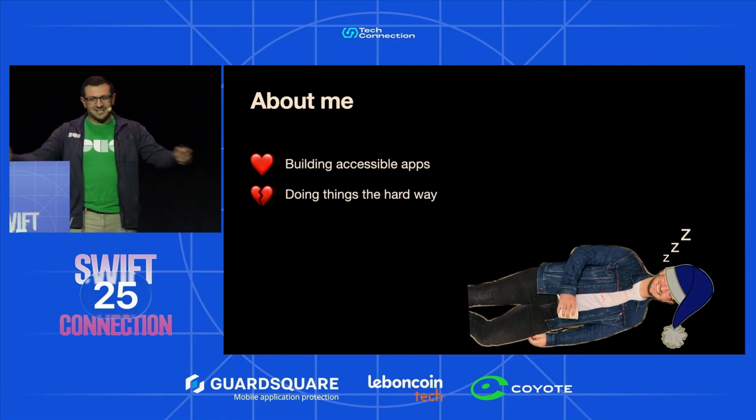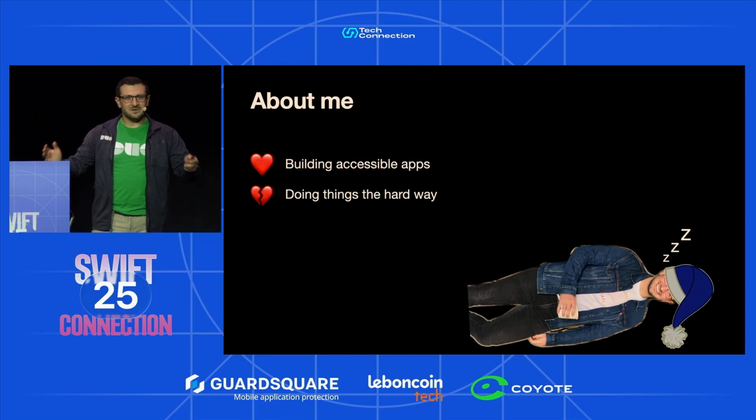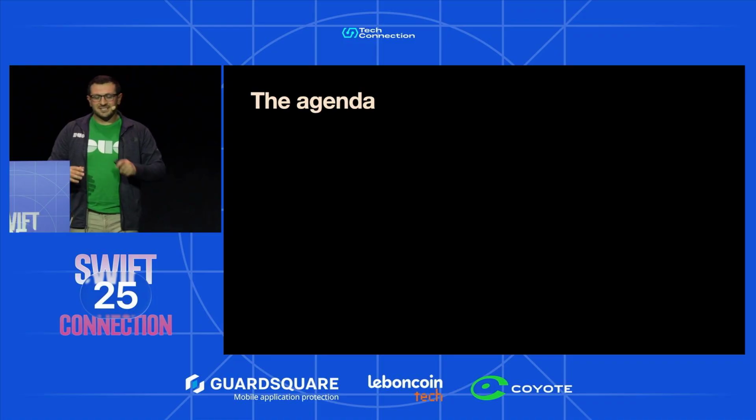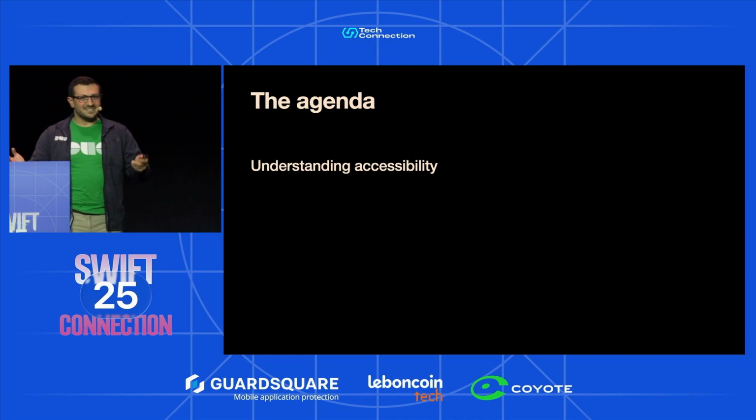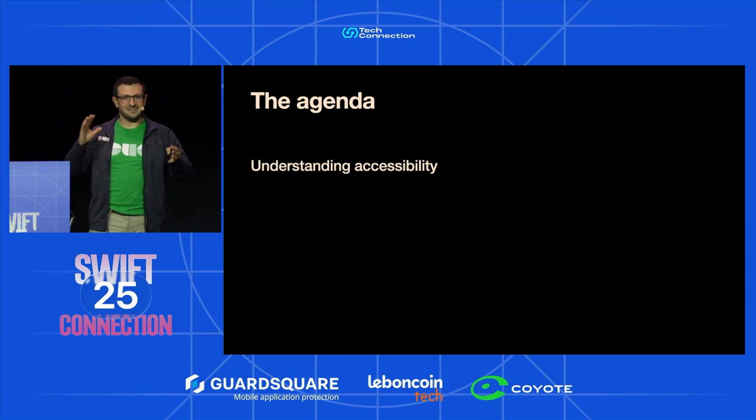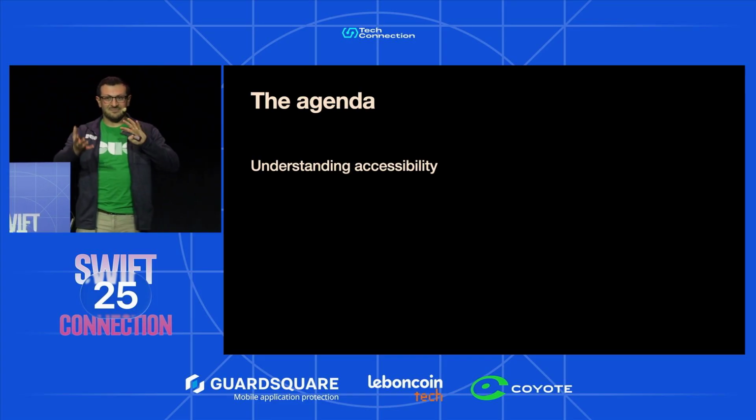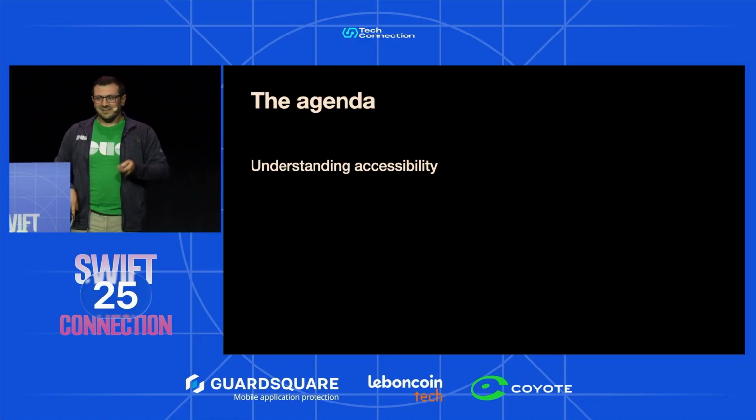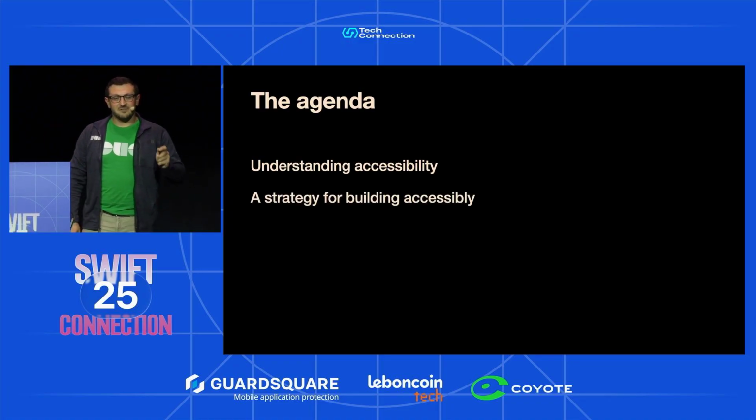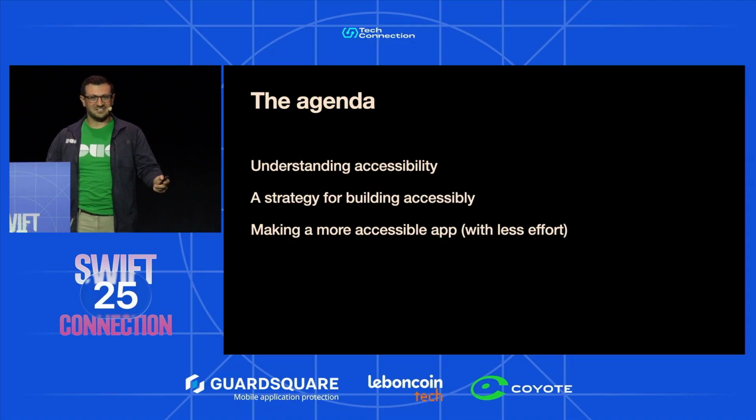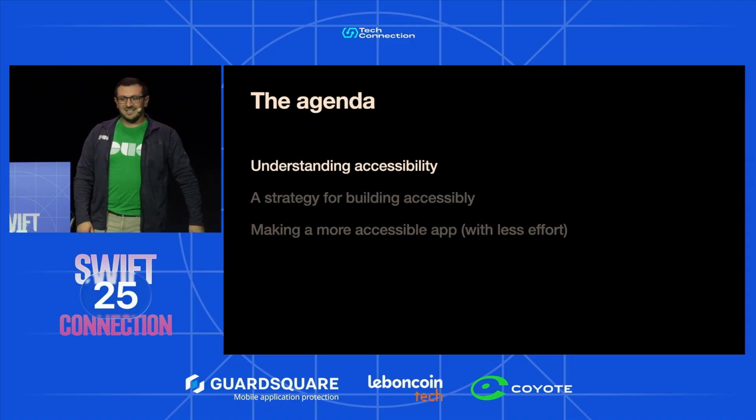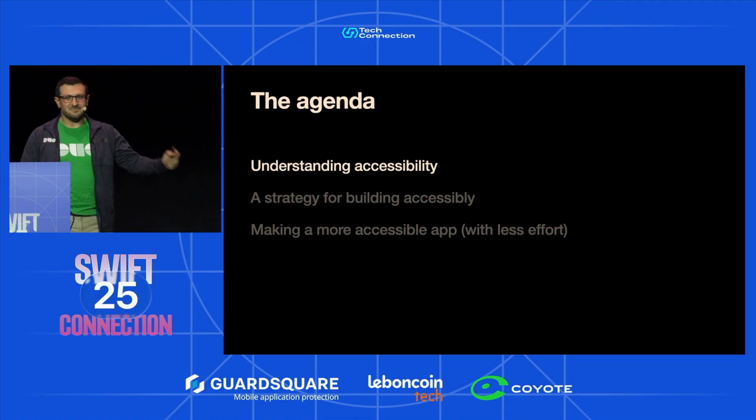So we're going to talk about that. How can you make your app accessible with a little less effort? We're going to start by understanding accessibility. This sort of leans into what Josh and Zach were talking about. This is a bit of a how to conceptualize something a new way angle. Then we're going to talk about a strategy for building accessibly. And then we're actually going to dive into making a quick app more accessible with a little bit less effort, a little less manual intervention. So let's dive in with understanding accessibility.